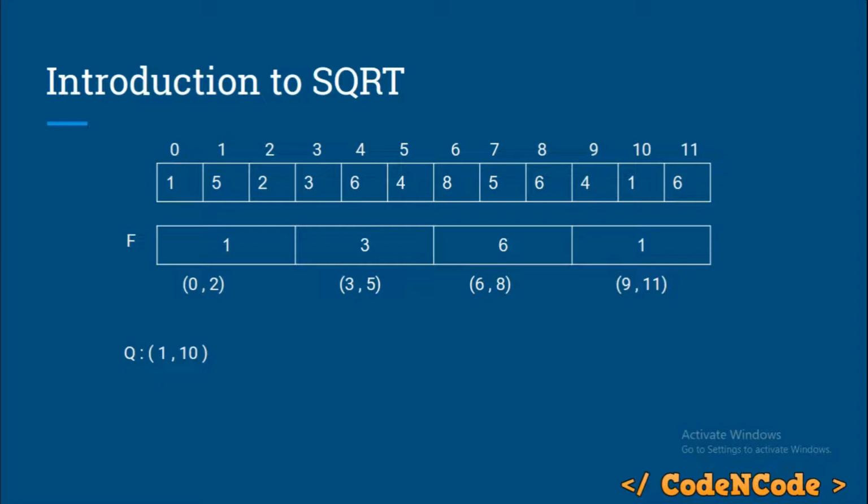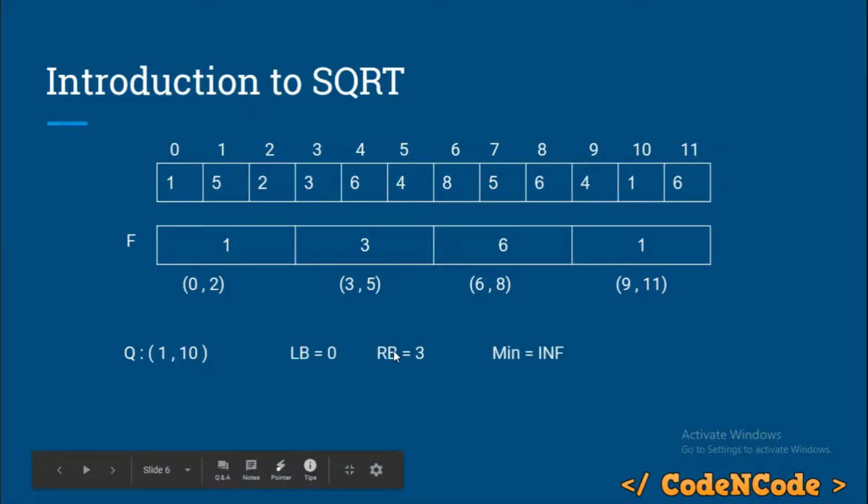Now you just have to find the minimum from here to here. The query can be answered in two ways. First of all, when L and R come, you have to find the blocks of L and R.